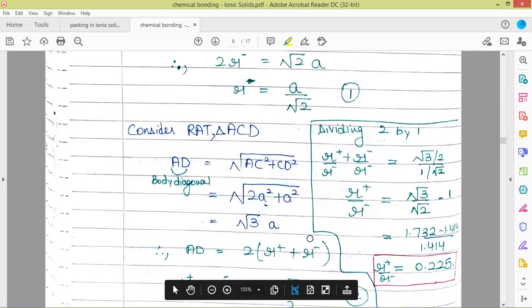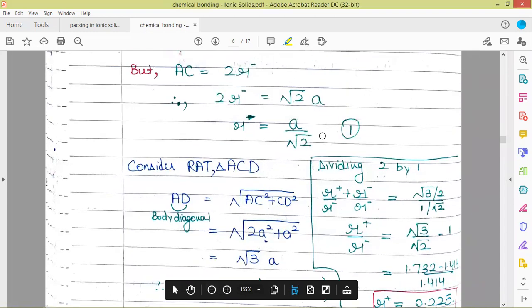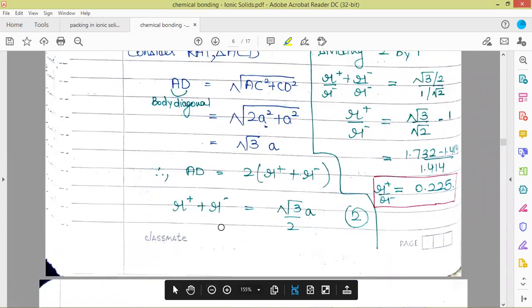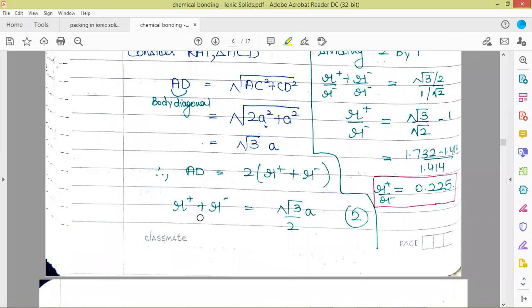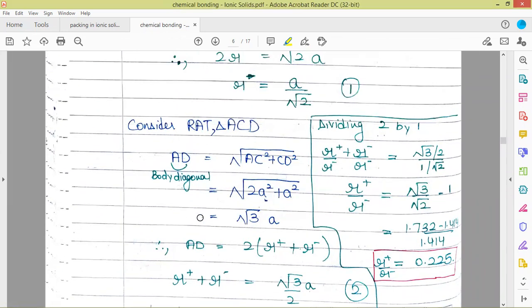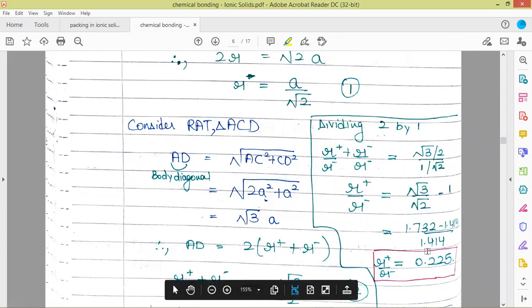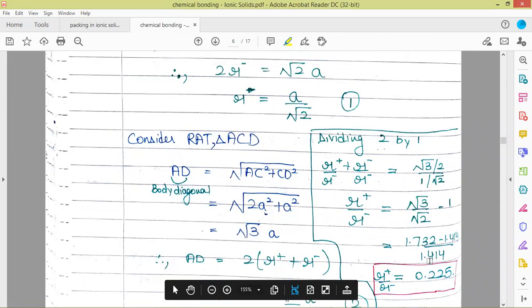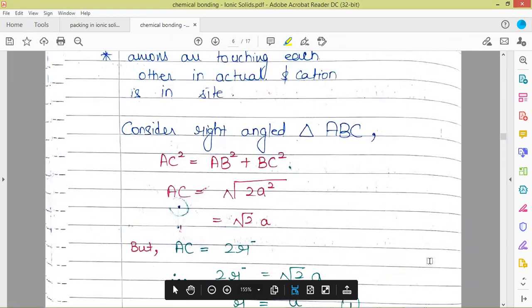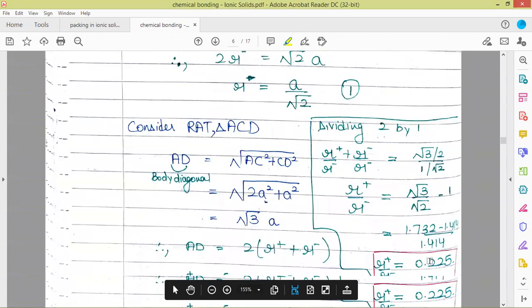Now we have two equations. R negative is equal to A by root 2, and R positive plus R negative is this. We want to reach R positive divided by R negative, so we'll divide 2 by 1. From there we get the radius ratio, which comes out to be 0.225, which is the minimum radius ratio required for the formation of a tetrahedral site.